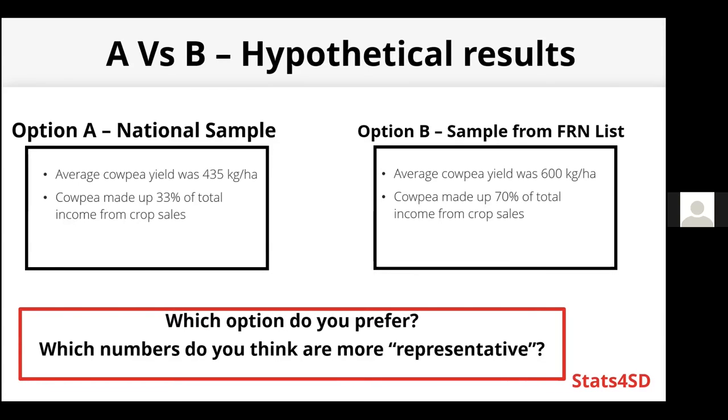Perfect. Yeah, so this is almost exactly what I was hoping would happen, where there's a big difference in opinion here as to which of these options is better. So two people thought the national sample approach was better. Three people thought the FRN list approach was better. And another two people said, actually, I quite like both of these options. Nobody said they didn't like either of the options, which is good, I think.